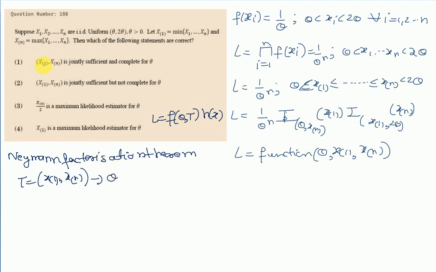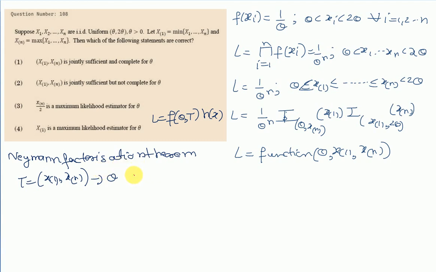So option number 1 is partially correct, option number 2 is partially correct, but we cannot say anything about completeness. For completeness, we need to go through some other concepts. How to prove that any statistic is not complete? It is not that difficult to prove. First of all, for finding completeness, we need to find the density function of this maximum and minimum first.